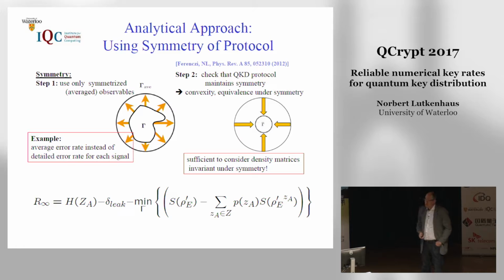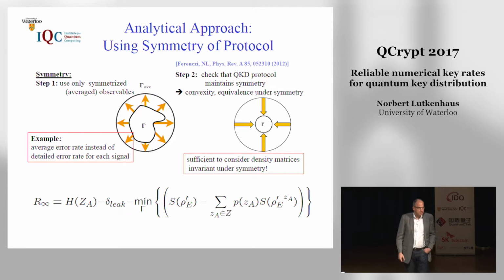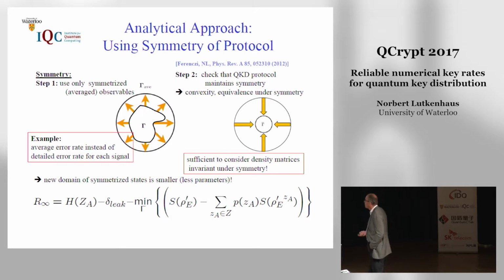That's basically what symmetry is doing. Unfortunately, many protocols that we want to consider in higher dimensions don't have sufficient symmetry to make this set small enough that we can handle it. And implementation imperfections clearly break that symmetry.